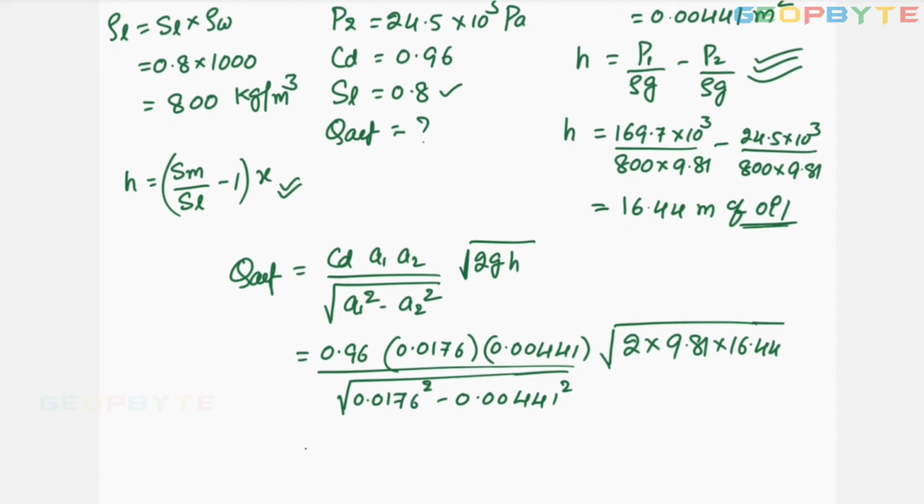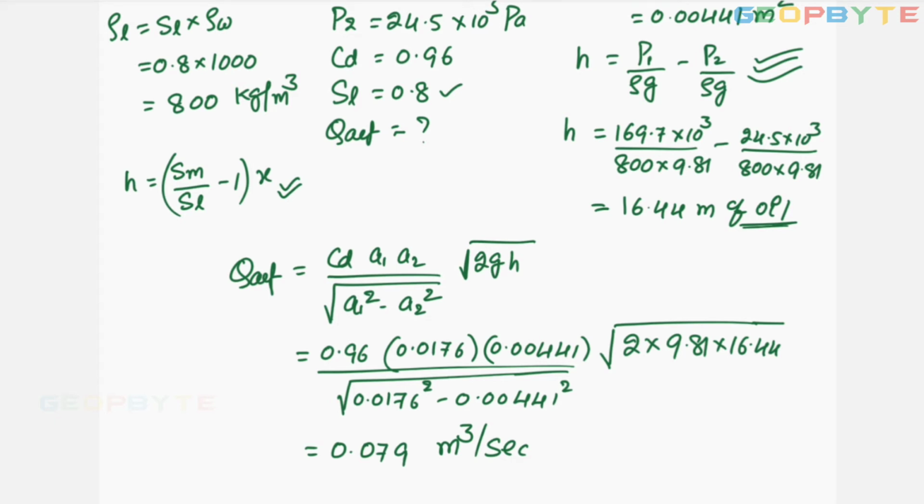Simplify this value for getting the actual discharge. I got the actual discharge 0.079 meter cube per second. You simplify this value, definitely you are getting the same answer. I hope all of you understood. This is a very important problem. Already it has been asked twice in the board examination.